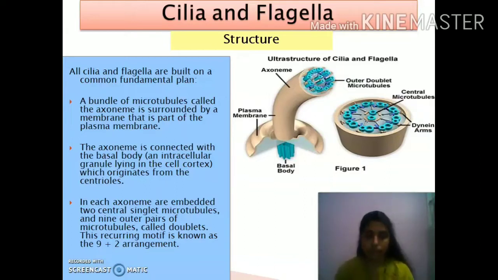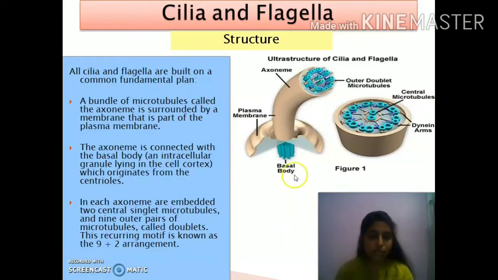Clear? Okay. Then see, the axoneme is connected with the basal body, which originates from the centrioles. So the axoneme is actually connected to the basal body. This basal body is nothing but an intracellular granule lying in the cell cortex. That means if you consider an entire cell, the periphery or the boundary of the cell is termed as the cell cortex.